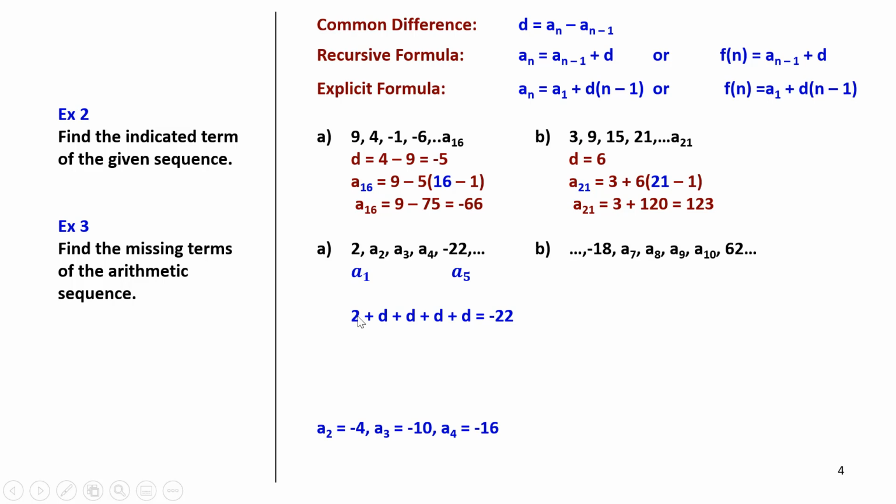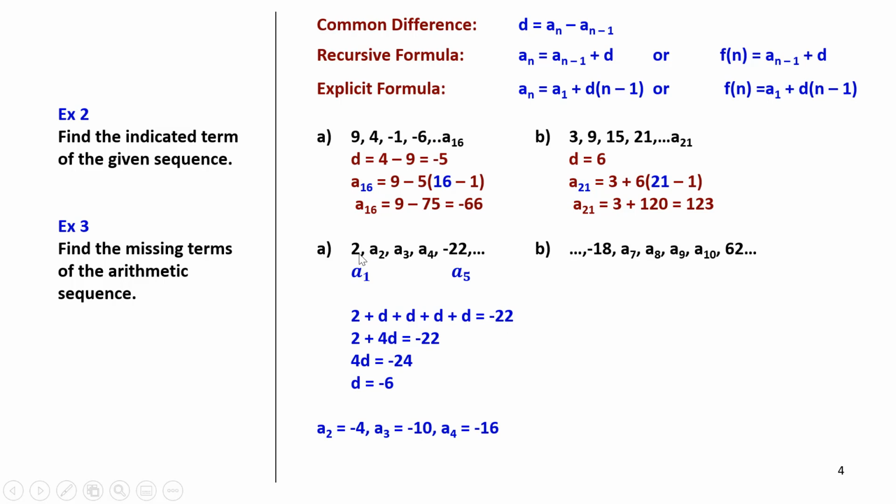So all I need to do is figure out how many d's I need to add. Now, if you're saying, well, wait, you just said subtract, don't worry about it. The negative will fall out when we do the math. Let's clean this up. The d's are 4d. If I subtract 2 on both sides, I get 4d equals negative 24. Divide out the 4, and I now know d is equal to negative 6. So imagine putting a negative 6 up here. 2, take away 6, take away 6, take away 6, take away 6 would equal negative 22.